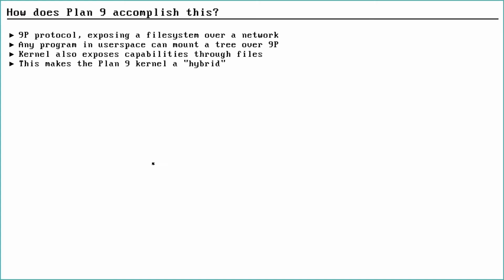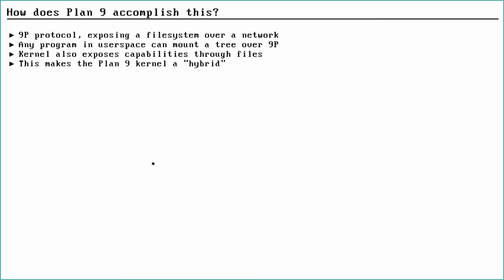So any process can mount something, which is a huge change from how things work over in the Unix world. And we can do this because we don't have setuid binaries. We just don't have them, don't want them. A lot of the capabilities of the kernel in terms of networking interfaces, pipes, the processes are exposed through files as well.